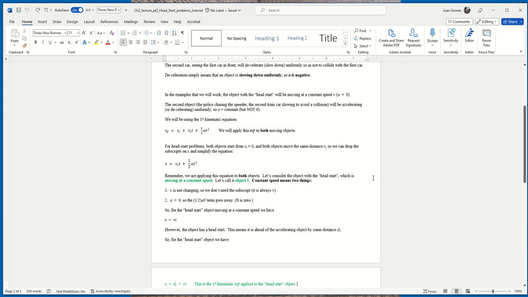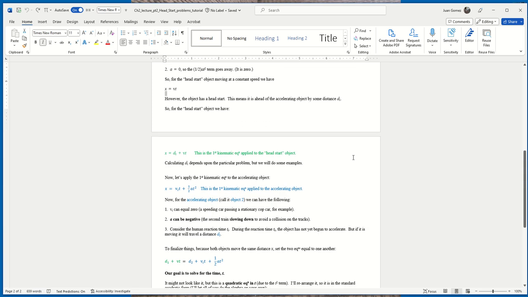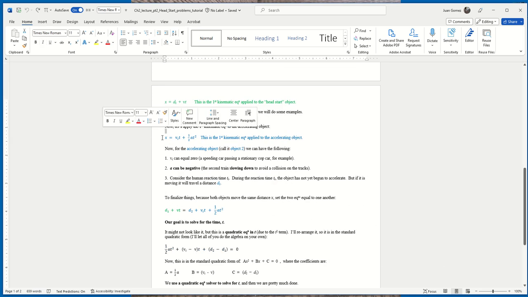Now, green, object 1, that's the object moving at a constant speed. Object 2 is the object that is moving at the constant acceleration. So that's the blue. That's the kinematic equation applied to the accelerating object: x is v_i t plus 1/2 a t squared. Now for the accelerating object, object 2, the blue, v_i can equal 0, if a speeding car passes a stationary cop car, for example. In that case, that v_i t term would go away.